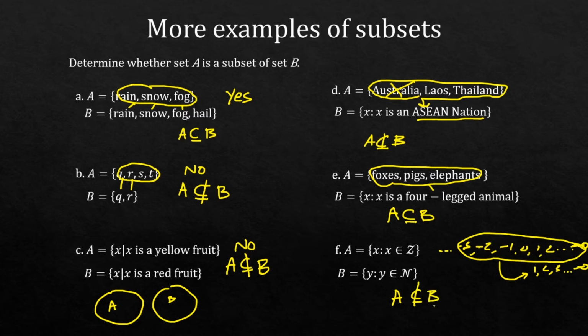But we can say that B is a subset of A. So the answer here is not a subset, but you could say B is the subset of A because all of the natural numbers are contained within the set of integers.